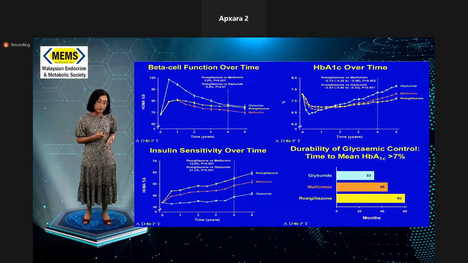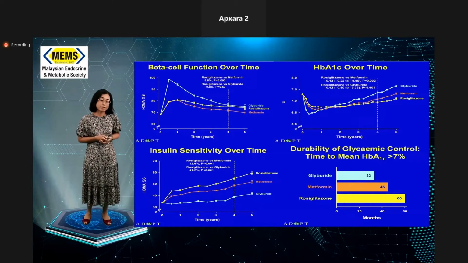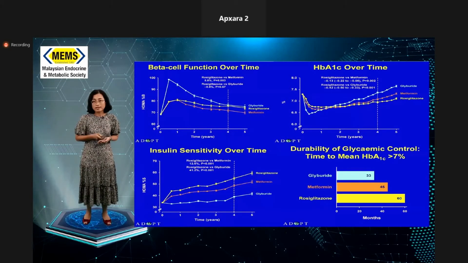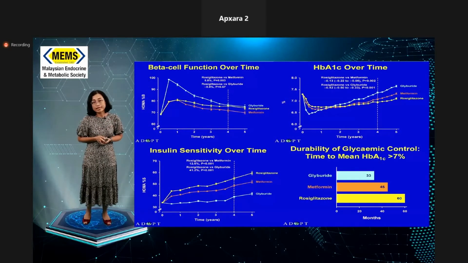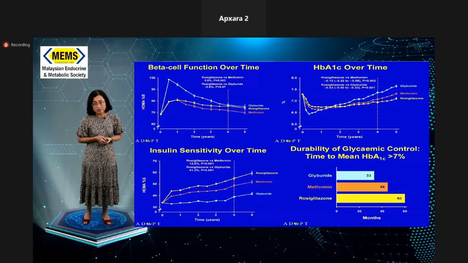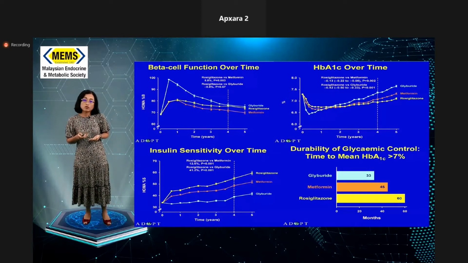Again, we see here, as in the UKPDS, that year after year in this trial, there was a gradual progression of the A1C to an increasing trend. And this was explained by a loss of beta cell function, whichever agent was used. But primarily so, definitely glyburide or glibenclamide showed the most apparent decline in beta cell function. Insulin sensitivity also gradually declined over a period of time.